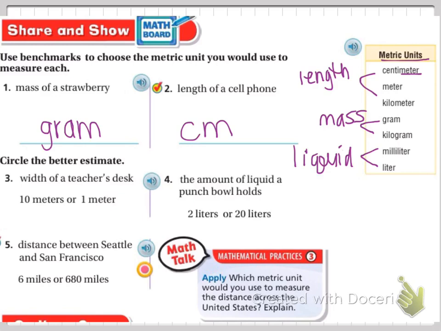Last three problems, we are circling the better estimate. So to measure the width of a regular sized teacher desk, 10 meters or 1 meter? 1 meter. The amount of liquid in a punch bowl, so think about your average punch bowl. Would it be 2 liters, meaning 2 water bottles, visualizing that water bottle, or would it take about 20 of those water bottles? 2 liters. And last problem, the distance between Seattle and San Francisco, 6 miles or 680 miles. So these locations are not even in the same state, so it is definitely going to be the greater amount.